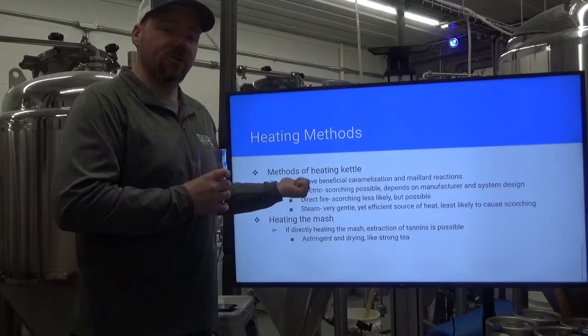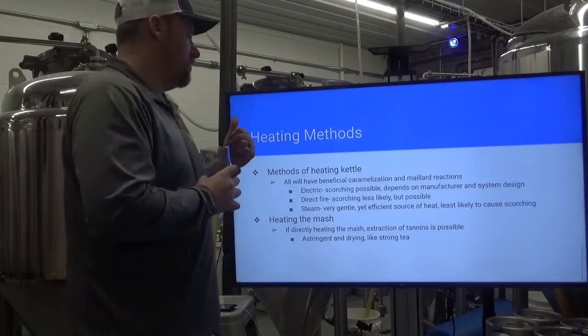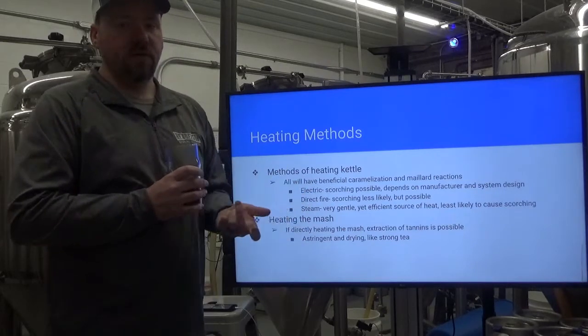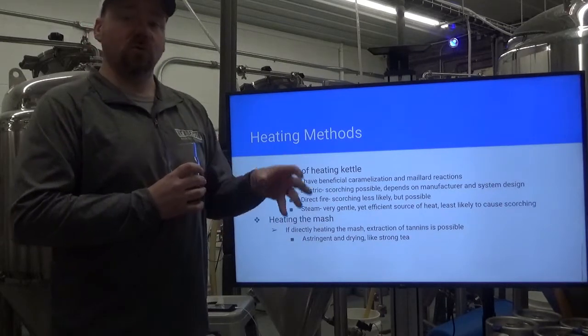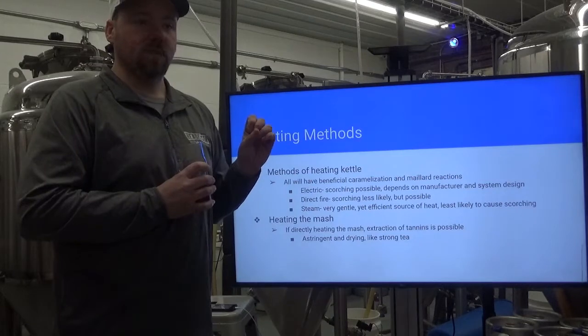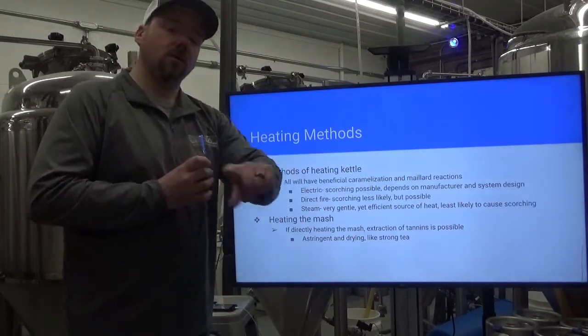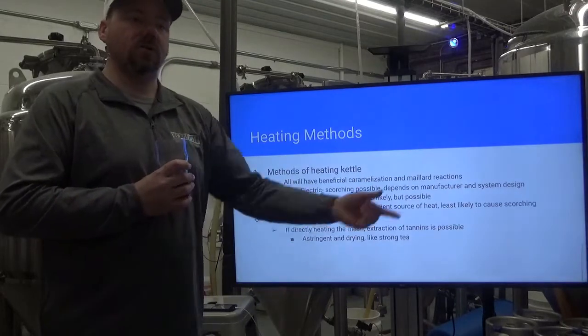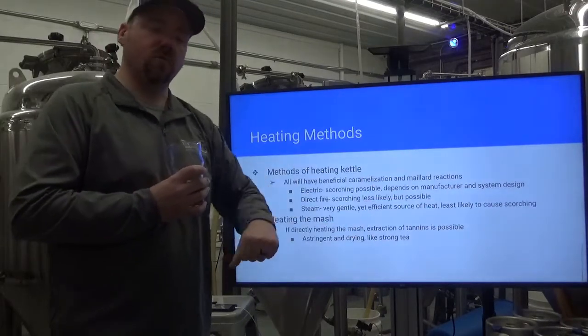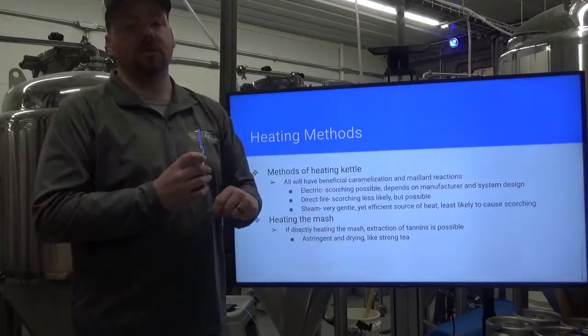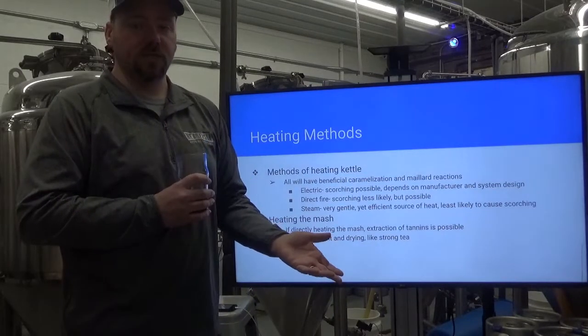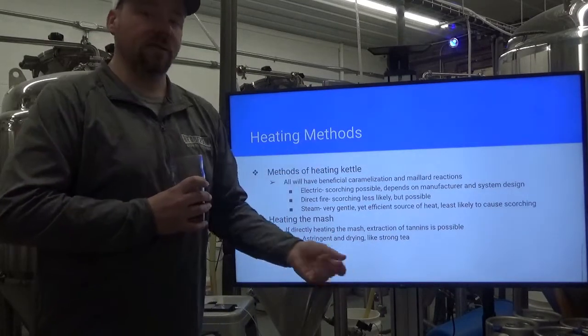But electric heating, there is a potential for scorching if your electric elements are too dense in their wattage. So it depends on how long your electric element is. They're usually going to loop back on themselves and then fold over. So the longer your electric element is, the less dense your wattage is, and the less likely to cause scorching.